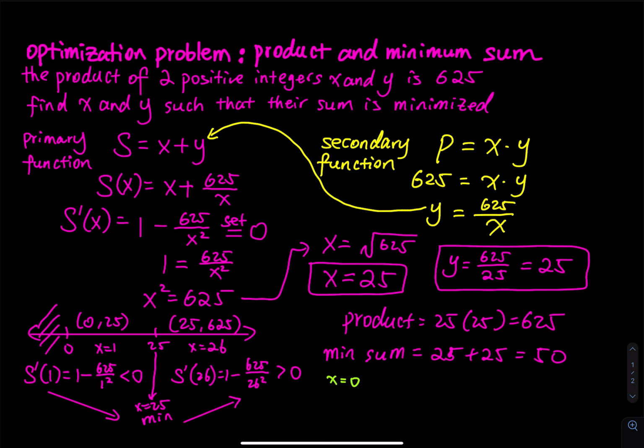When x is equal to 0, that doesn't make any sense because when x equals 0, you have 625 equals 0 times y. This doesn't make any sense. And then how about x equals 625? Then this must be 625 equals 625 times 1. But then the sum will be 625 plus 1, which is way too big. All right. So based on everything we just did, we can prove that when x is equal to 25, the sum of these two positive numbers is minimized, and that is the end of this problem.